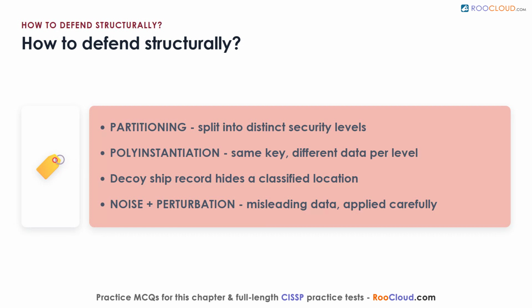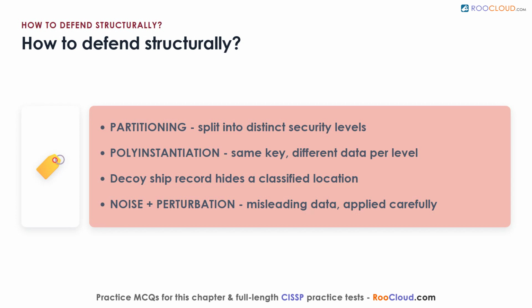Polyinstantiation lets two rows share the same apparent primary key while holding different data for different clearance levels. Imagine a ship whose true, classified location is stored for cleared users, while a decoy record shows a routine patrol to everyone else, so a lower cleared user never notices anything was hidden. It costs extra storage but foils inference.